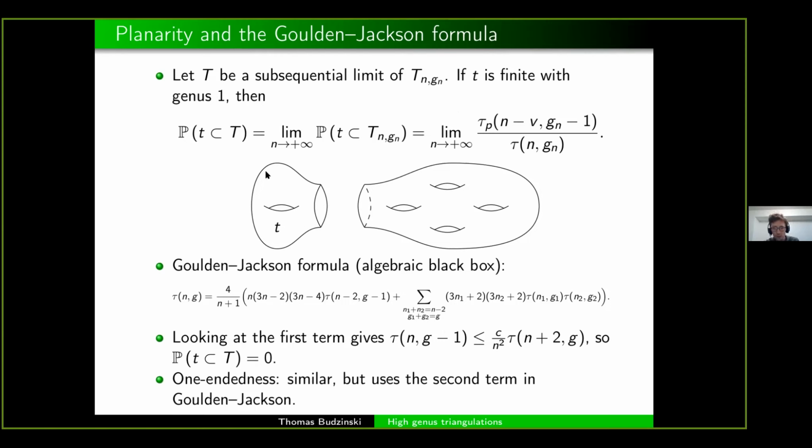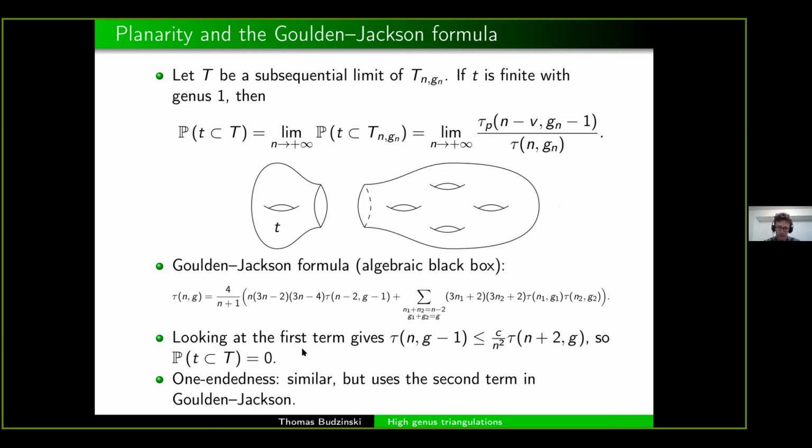Then the probability to contain this little t as a neighborhood of the root in my infinite limit is equal to the limit of the probability to contain this little t as a neighborhood of the root in my finite triangulations. And as usual, this probability can be written as a quotient of two combinatorial quantities. And in the numerator, I will have the number of possible ways to fill this hole. And if I fill this hole, I will fill it with a triangulation of genus G-1, because I already have genus 1 on the left, so I need genus G-1 on the right.